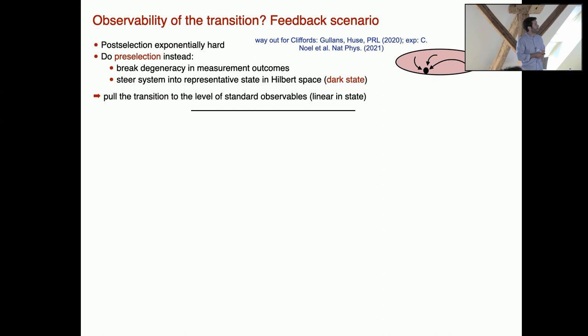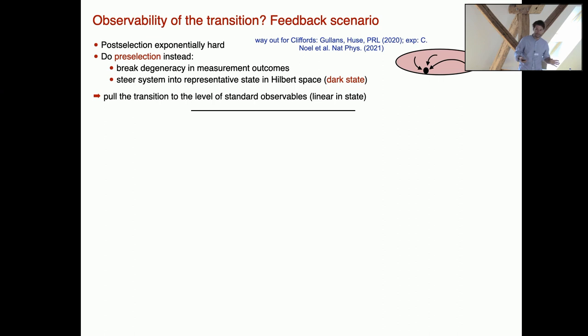Think of a feedback scenario. In light of what we've heard, post-selection is exponentially hard, except for clever tricks. So what we want to do is rather pre-selection: we only allow states that we like, that have characteristic properties. In a sense, we break the degeneracy of the measurement outcomes, which is the source of this huge configurational entropy that masks all this interesting physics. We actually steer the system into a representative state in Hilbert space, a kind of dark state. In this way, this transition is pulled to the level of standard quantum mechanical observables, linear in the state.